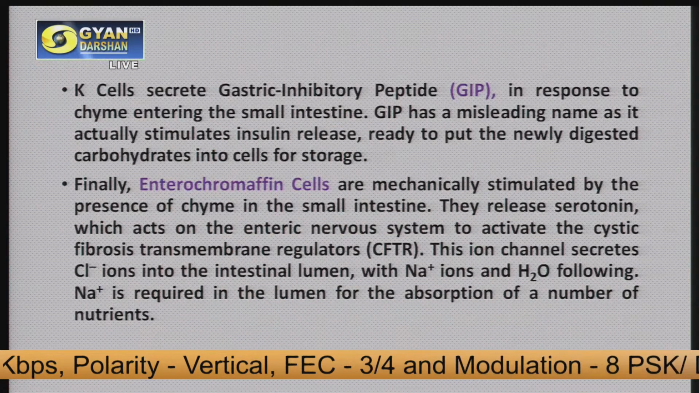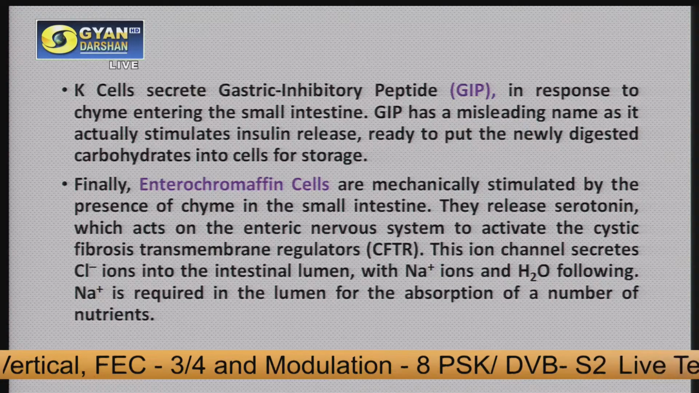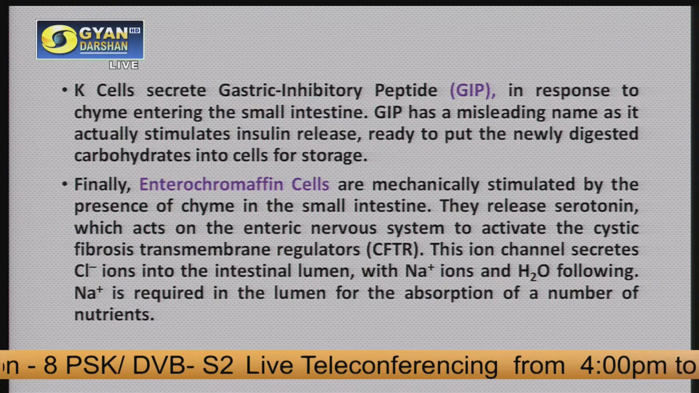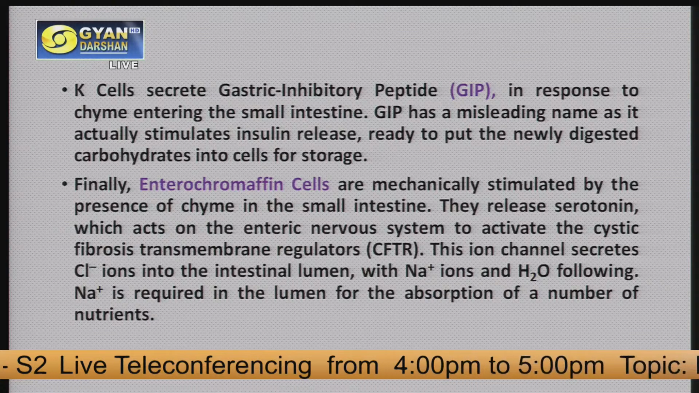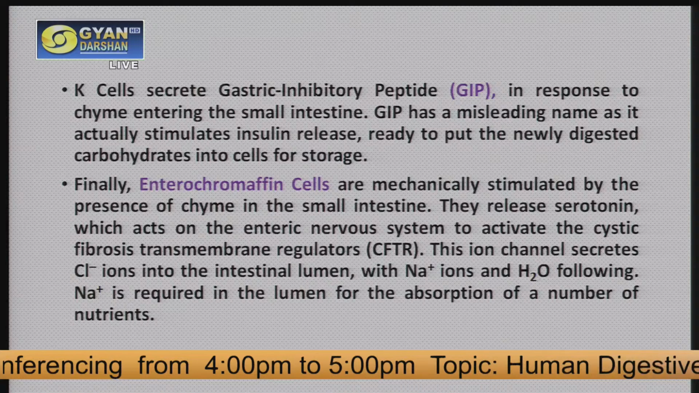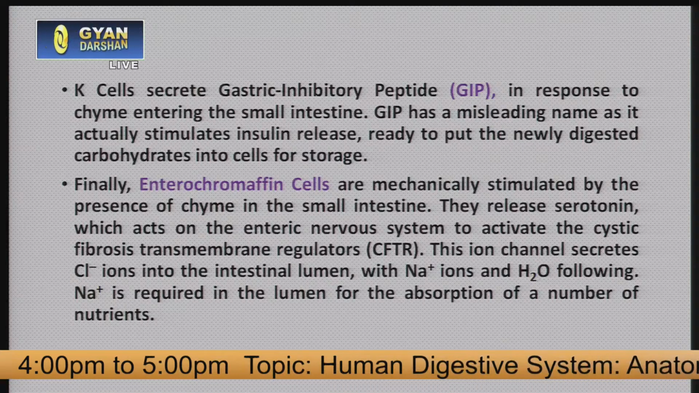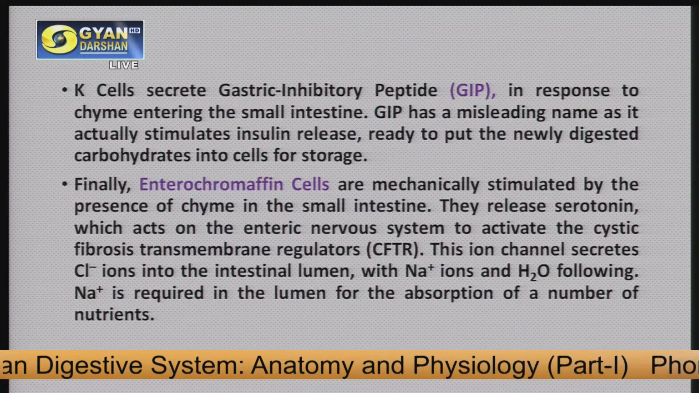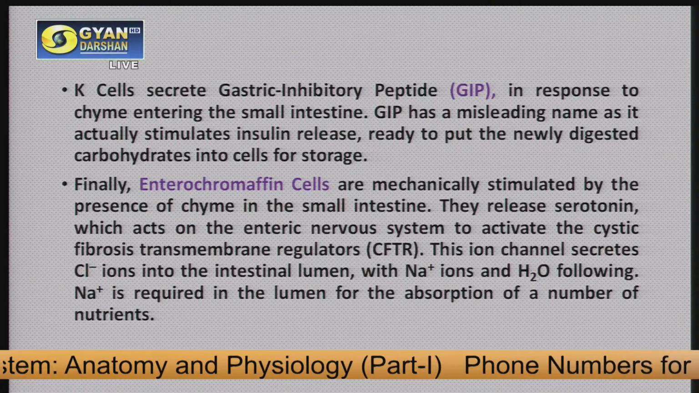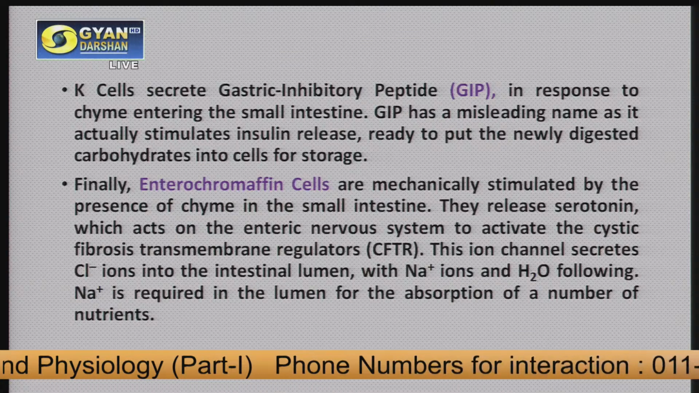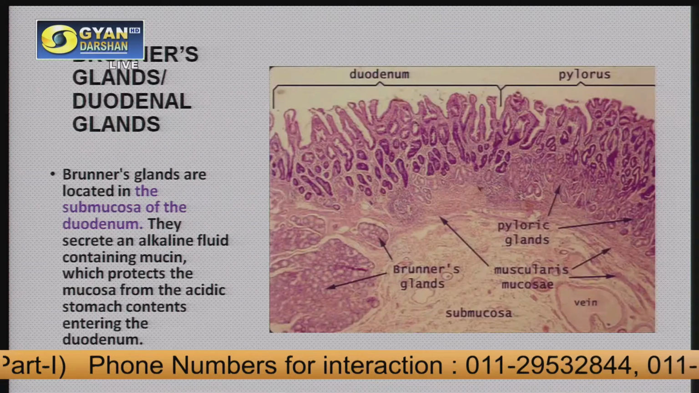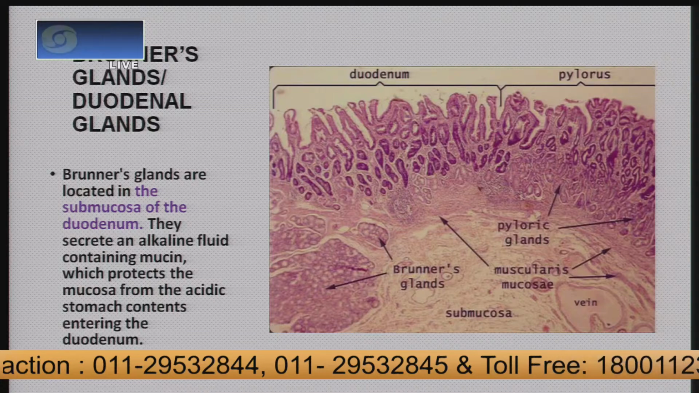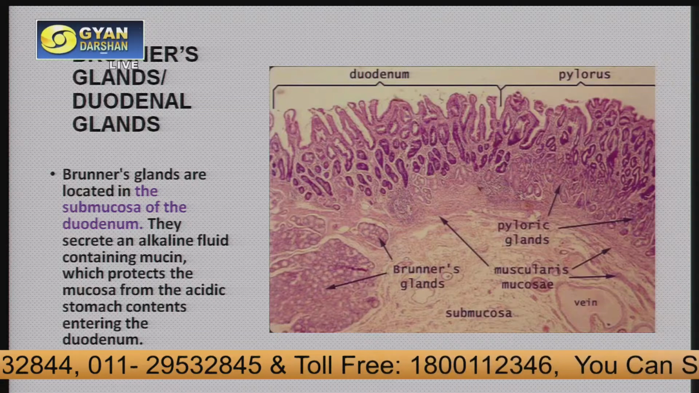Then the K cells secrete gastric inhibitory peptide, that is GIP, in response to the chyme which enters the small intestine. And finally, it is the enterochromaffin cells which are mechanically stimulated by the presence of chyme in the small intestine. They release serotonin, which acts on the enteric nervous system and activates the cystic fibrosis transmembrane regulators, which are called CFTR. Now we come to the important glands, the duodenal glands or Brunner glands, which are located in the submucosa of the duodenum.